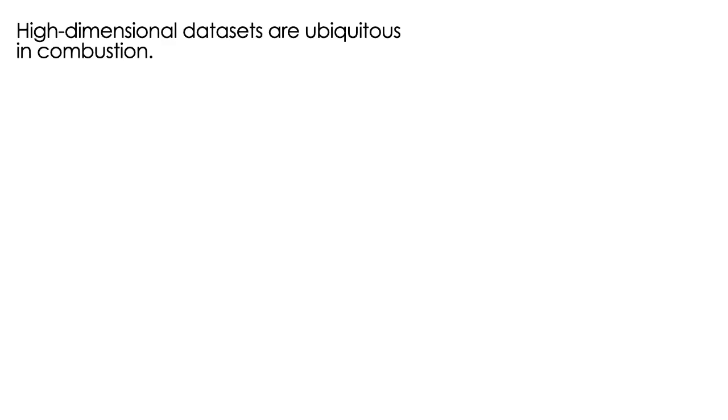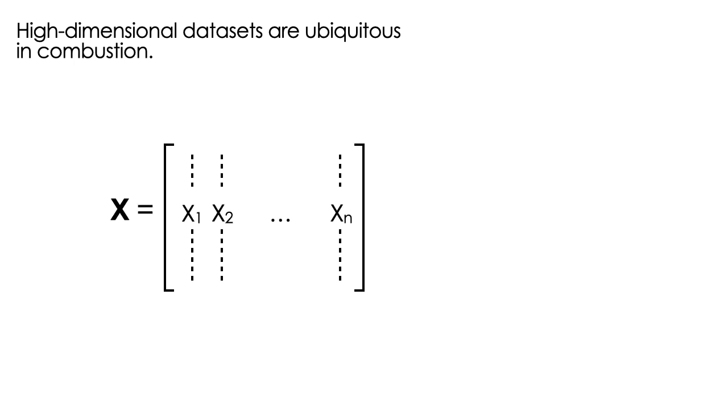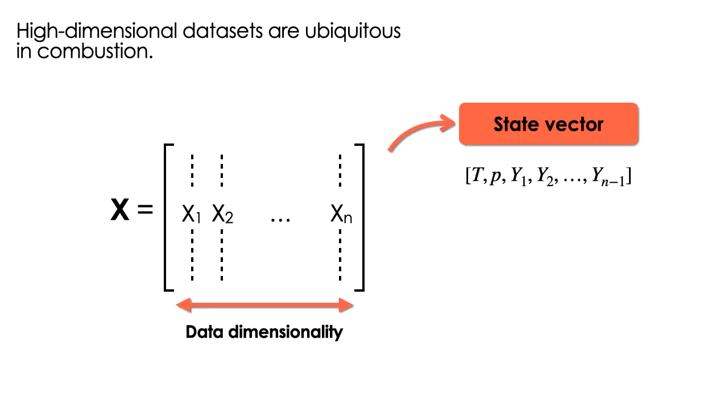So increasingly in combustion we are dealing with big datasets that are high dimensional. We represent those datasets with a matrix X, and the columns of that matrix are different thermochemical state variables such as temperature, pressure, chemical composition, so that matrix then represents our state vector. But because of the many chemical species involved in chemical mechanisms, these datasets can be highly dimensional.